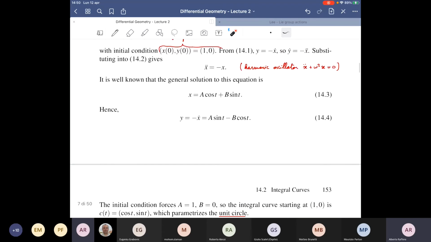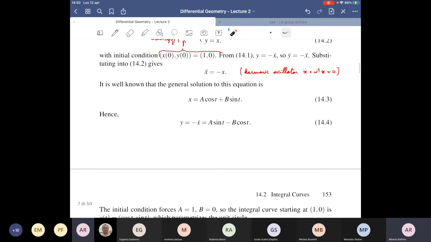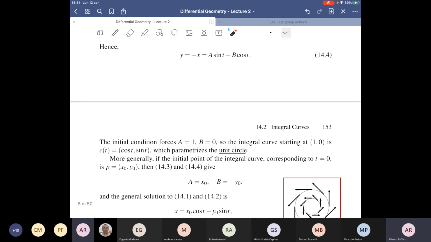In particular, requiring that x at time 0 equals 1 will give you that a has to be equal to 1. And requiring that y at time 0 equals 0 will tell you that b will be 0. So what you end up with is that the integral curve of this vector field that we are considering, starting at the point (1, 0), is nothing other than the parameterization of the unit circle.